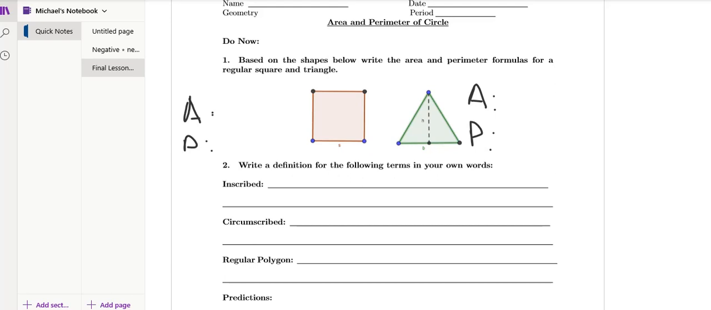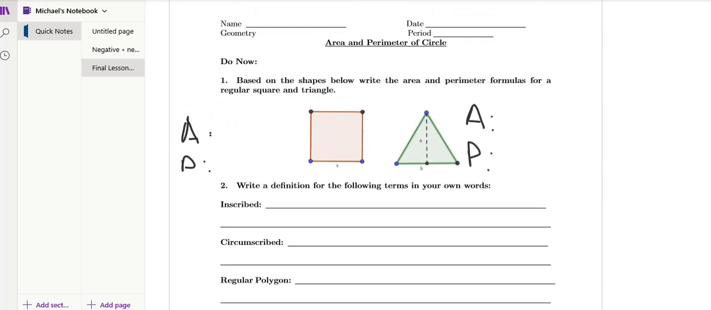For area of a square, we know it's length times width for any rectangle or square, and since all the sides are the same, we're going to write that as S times S, or more simply, S squared. All right, great. And for perimeter, remember we add up all the sides since they're all equal length. We can just write that as S plus S plus S plus S, or 4S.